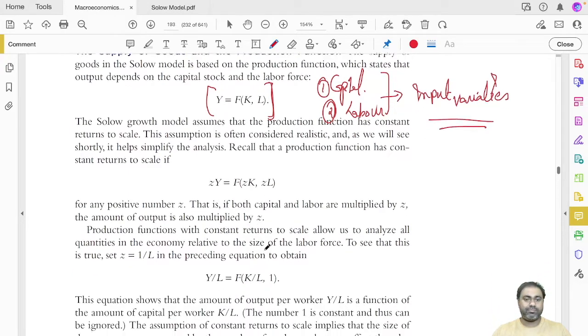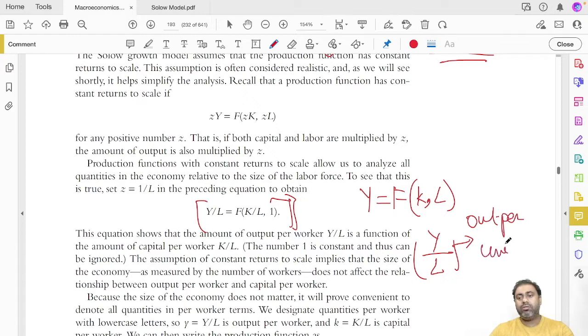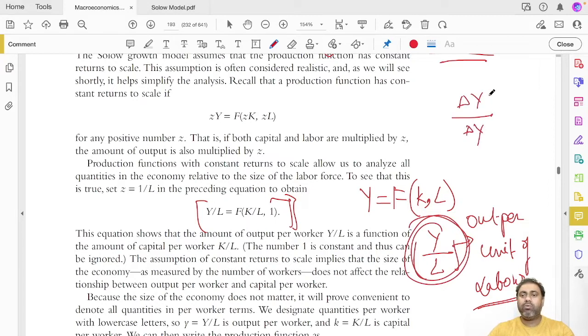Input variables. Now, you can see when we say output produced per unit of labor, let's say y is a function of K, which is capital and labor. So Y by L is output per unit of labor. The relationship is different from delta Y by delta L. Here it is output per unit of labor, and when we write delta Y by delta L, where delta is your change, this is change in output divided by change in labor. So this is, you can say, in terms of growth rate.